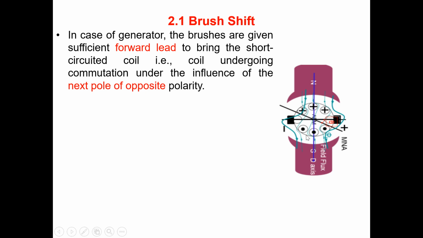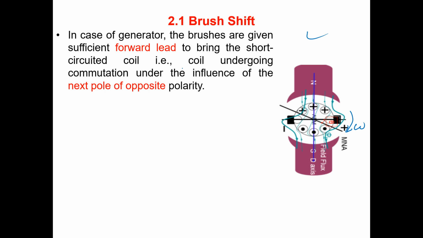For example, here in this diagram, the generator is moving in this direction, and the brushes are also shifted in this direction. This is called the forward lead. But in case of a motor, it is just opposite. The brushes will be shifted in the direction opposite to the movement of the rotor. In a generator, this is the direction of rotation of the rotor, and in the same direction the brushes lead.